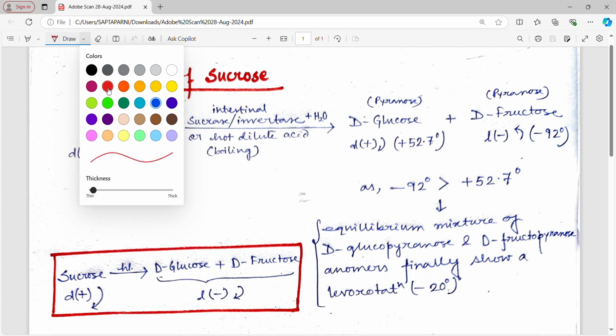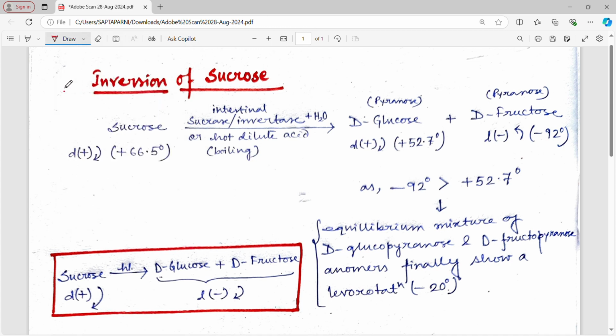So in today's video we are going to discuss inversion of sucrose. Often you may have heard the term that sucrose is an invert sugar. So why do we call sucrose an invert sugar? See, as we all know, sucrose is a disaccharide made up of D-glucose and D-fructose.